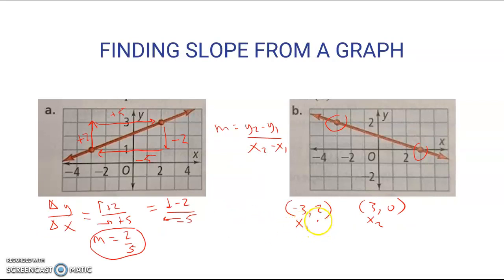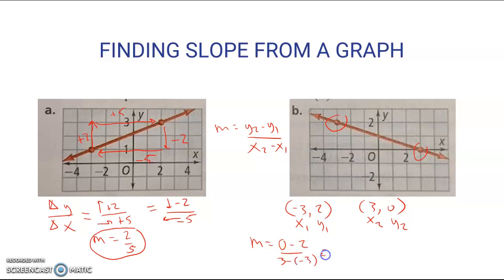So we're looking at the relationship between our y's and our x's here. What's happening with our change in y? So this is our first y value. This is our second y value. So I'm going to take that m, and I'm going to subtract my second y value, y2, 0, minus 2, over 3 minus a negative 3.